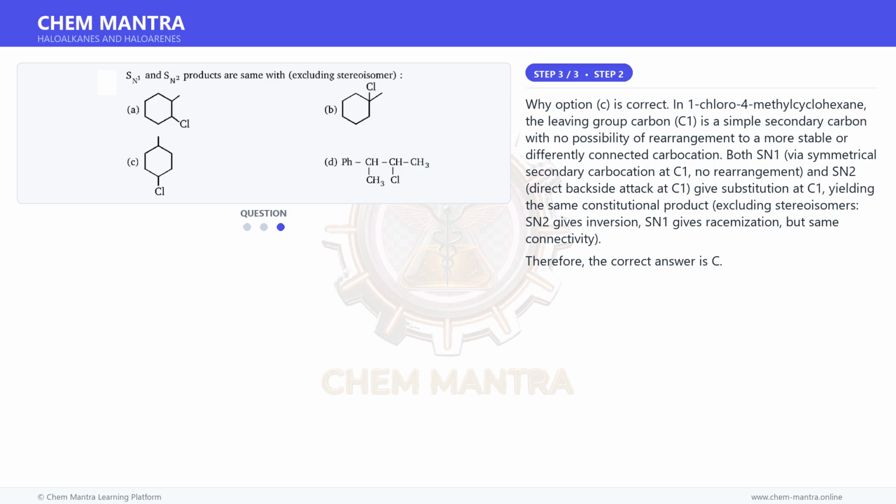In 1-chloro-4-methylcyclohexane, the leaving group carbon, C1, is a simple secondary carbon with no possibility of rearrangement to a more stable or differently connected carbocation. Both SN1, via a secondary carbocation at C1 with no rearrangement, and SN2, direct backside attack at C1, give substitution at C1, yielding the same constitutional product. Excluding stereoisomers, SN2 gives inversion, SN1 gives racemization, but the connectivity is the same.